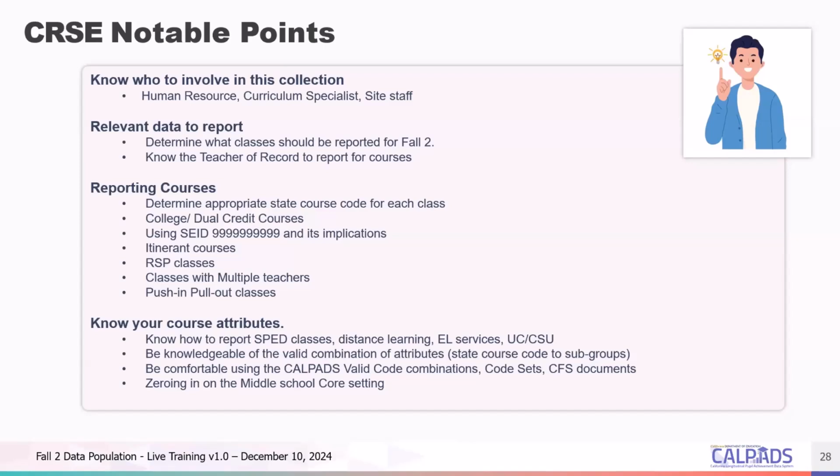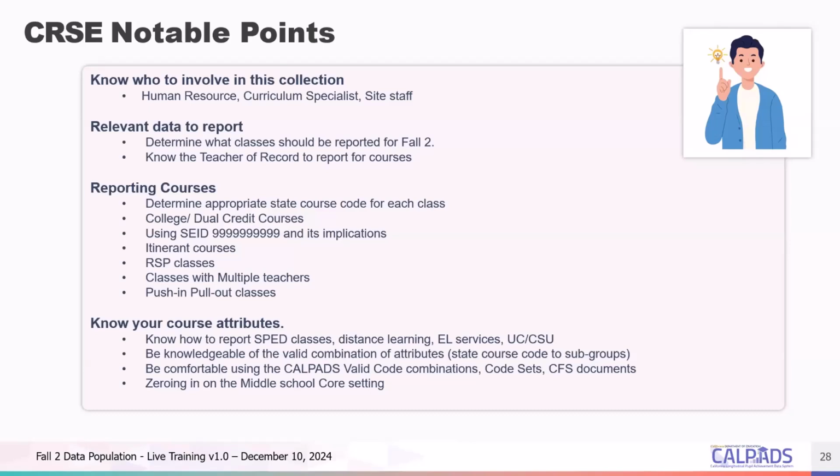It's important that we're aware of the course attributes to course section enrollment records so that we know where to input data to resolve findings from the California Commission on Teacher Credentialing, or CTC. You will need to determine which course attributes are used to report special education, distance learning, English learner services, and college level courses. The valid code combinations document is particularly useful when inputting course attributes into course section enrollment files or when resolving errors involving course attributes.